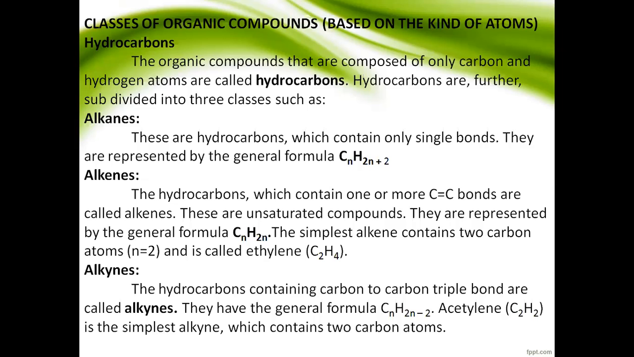These are the types. The first one is alkanes. These are hydrocarbons which contain only single bonds. They are represented by the general formula CnH2n+2. Alkanes means that the carbon and hydrogen bonds are single bonds, so they are called alkanes. The general formula for alkanes is CnH2n+2.